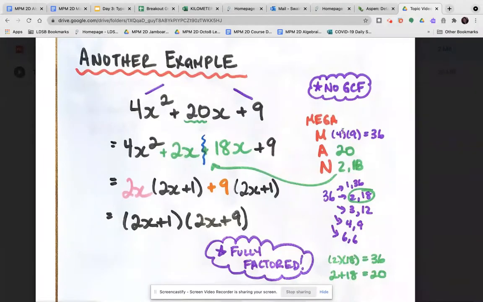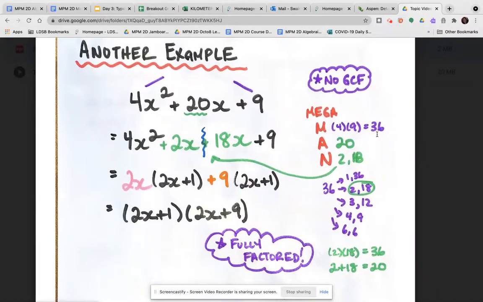That's what I call this one so that I can tell the difference between a type 1 and type 2 trinomial. So for this one here, I'm going to look to find two numbers that multiply to 4 times 9, which is 36, and add to my middle number, my b, which is 20. So when I think about the factors of 36, I get 1 and 36, 2 and 18, 3 and 12, 4 and 9, 6 and 6. And my 2 and 18 seems to work because 2 times 18 is 36 and 2 plus 18 is 20.